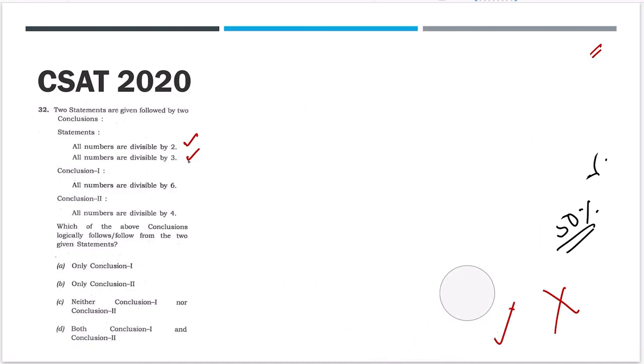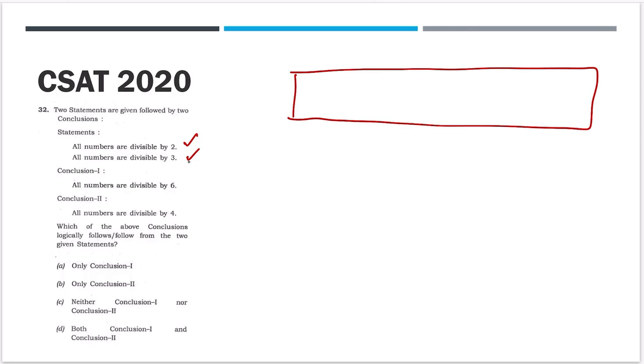Now let's see the question. They told us that there are some given numbers. Suppose this is a list of numbers. The first statement says these numbers are divisible by 2: 2, 4, 6, 8, 10, 12, 14, 16, 18 and so on. This is how the list looks. Statement 2 says all the numbers are divisible by 3. So all the numbers are divisible by 2 and also by 3.